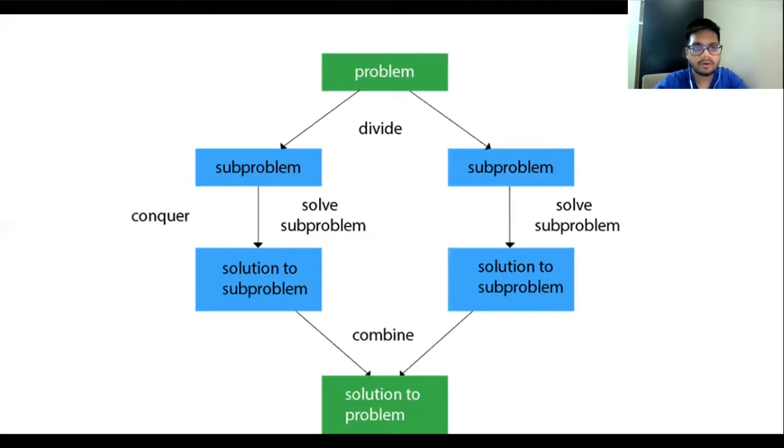The divide and conquer algorithm solves a problem using the following three steps: divide, conquer, and combine. Divide the original problem into a set of subproblems. Conquer, solve every subproblem individually, recursively. And combine, put together the solutions of the subproblems to get a solution to the whole problem.